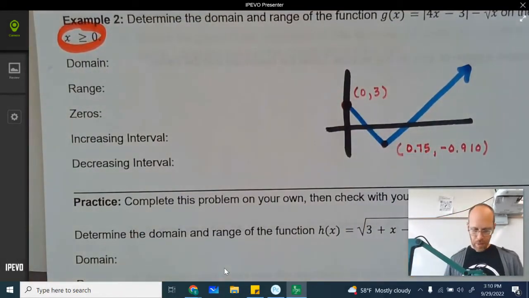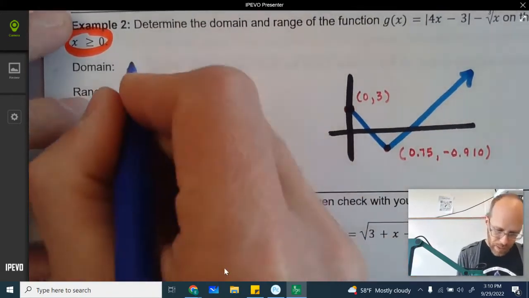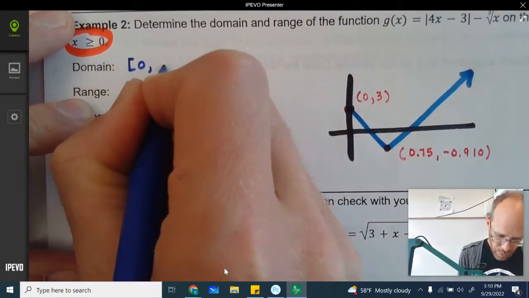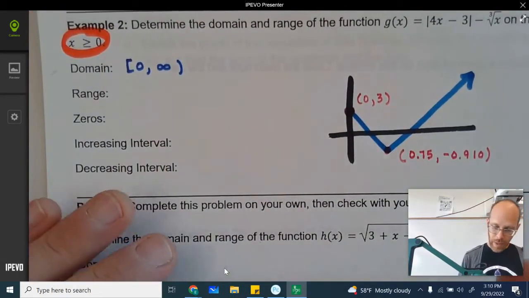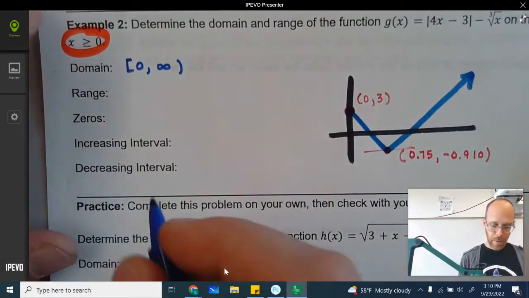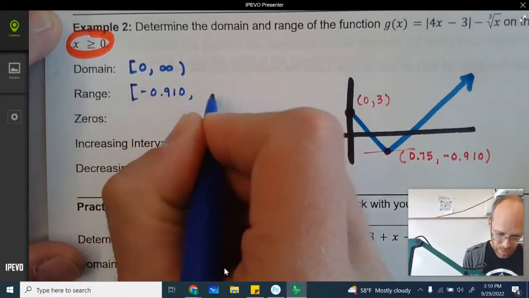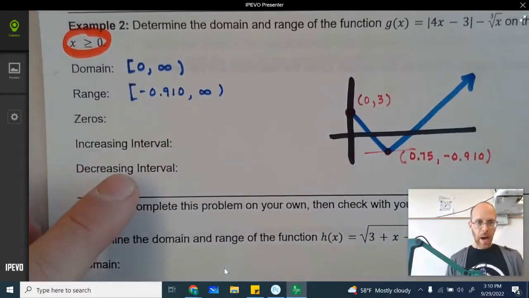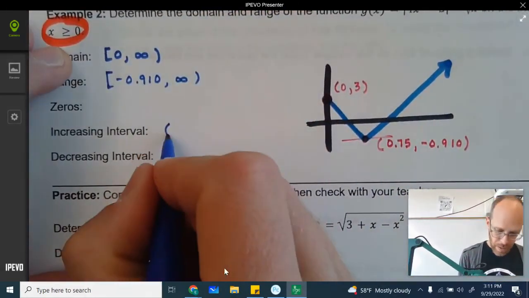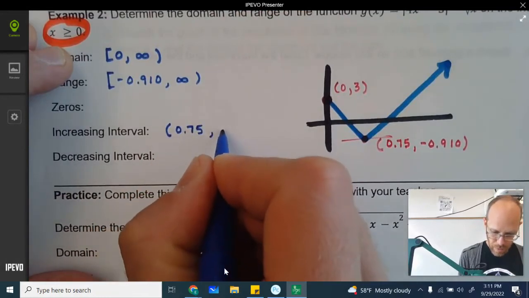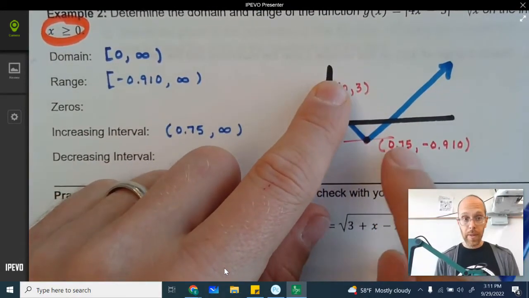Okay, so now that we know those 2 points, that should give us the domain and the range. Our domain is going to be from 0 to infinity. Goes forever in this direction. Our range is going to be everything bigger than that number. So our range will go from negative 0.910 to infinity. Our increasing interval is going to be everything on this side of 0.75. So from 0.75 to infinity. And our decreasing interval is going to be everything from 0 to 0.75.